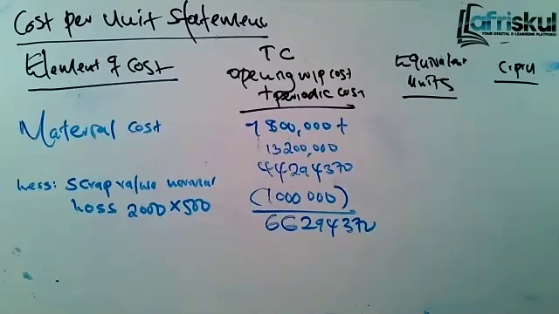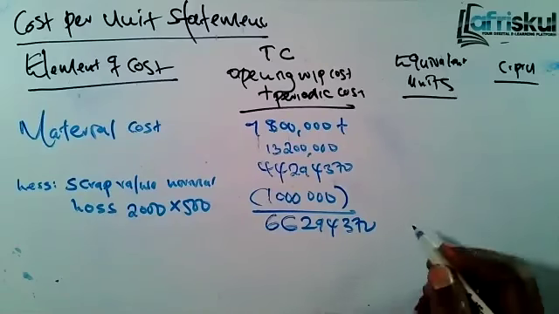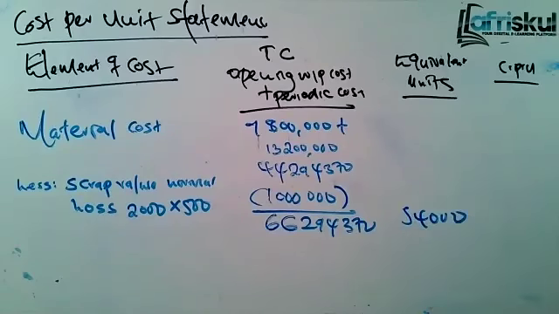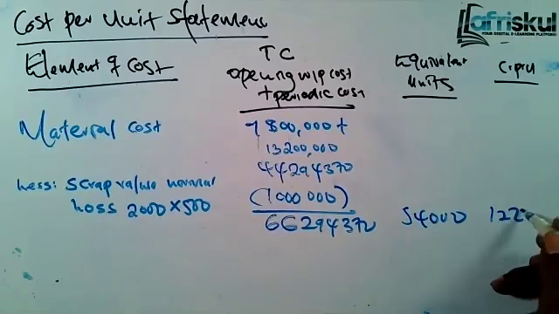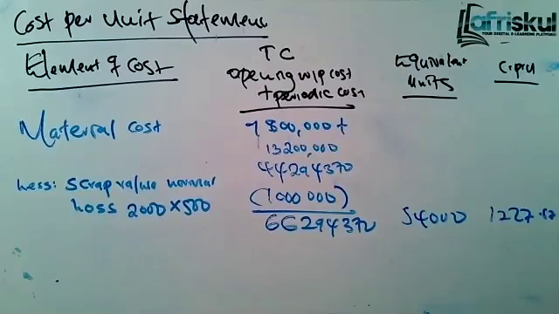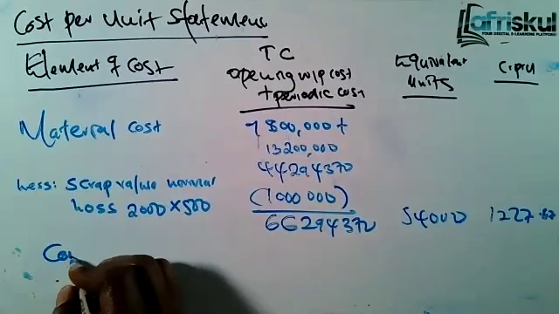And then the equivalent units is 54,000. When you divide, you get 1227.67. And then you go to conversion.